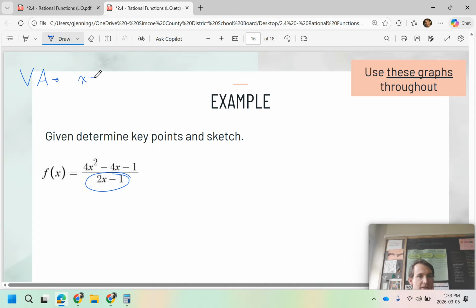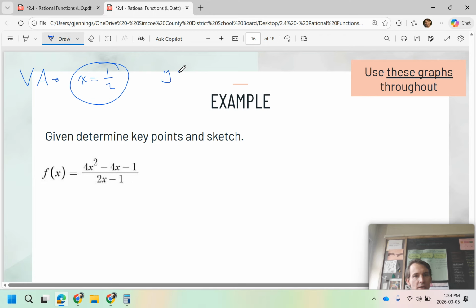It's going to be at x is equal to what? 1/2. Good. At x is 1/2, we have a vertical asymptote, because that would make the bottom of the function equal to 0, and we can't have a 0 denominator, so we're going to get some weird asymptotic behavior. Awesome. Okay. And then what about key points?